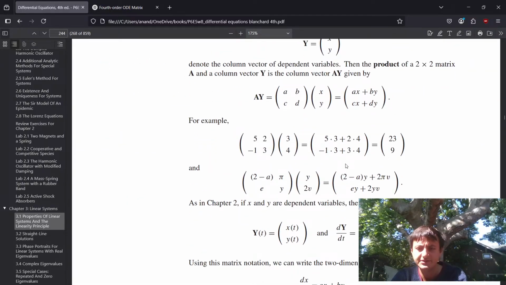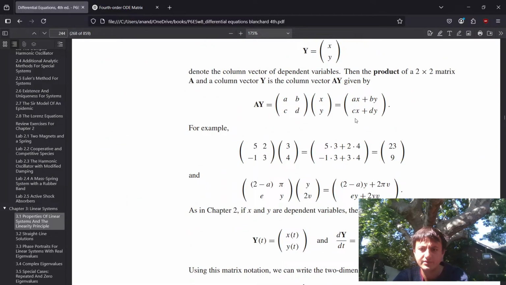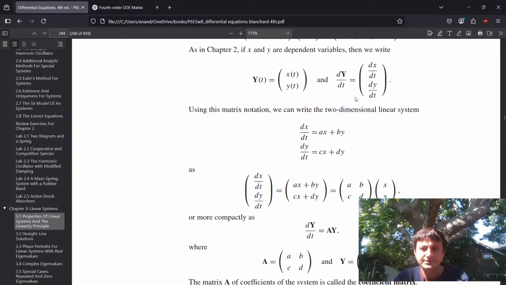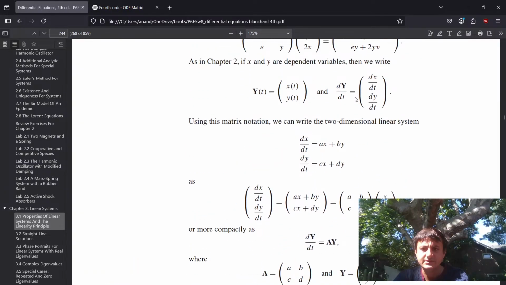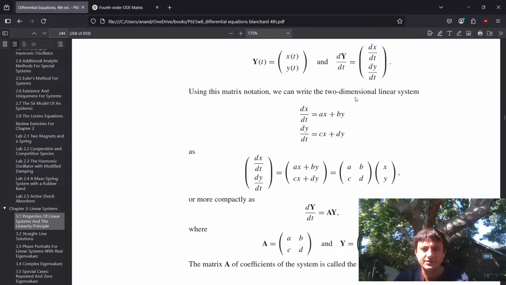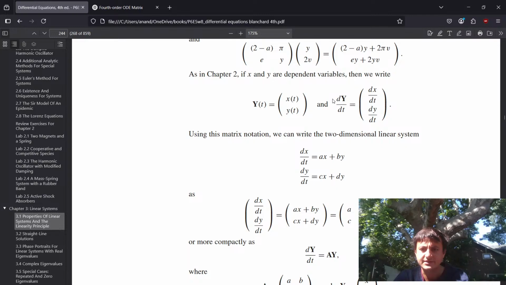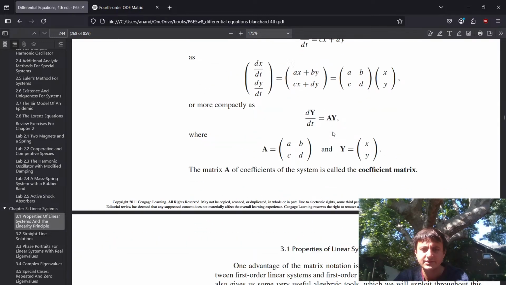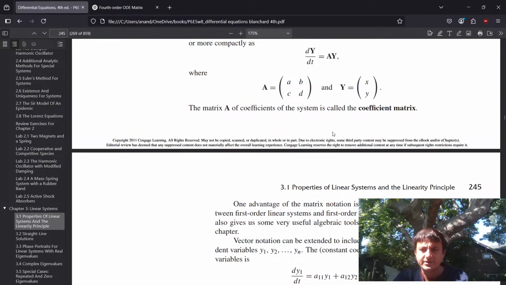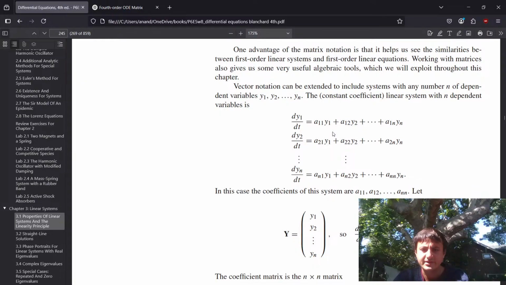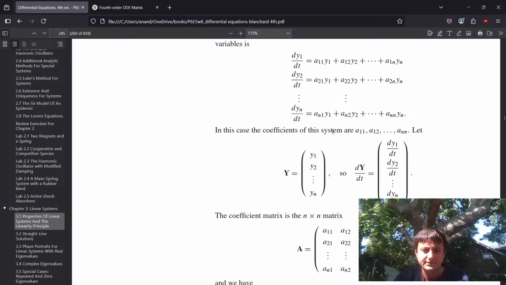Okay, new notation. All of this is pretty simple. A couple examples. Okay, we understand that. y of t and dy/dt. Okay, A is called the coefficient matrix. All of this should be pretty second nature.